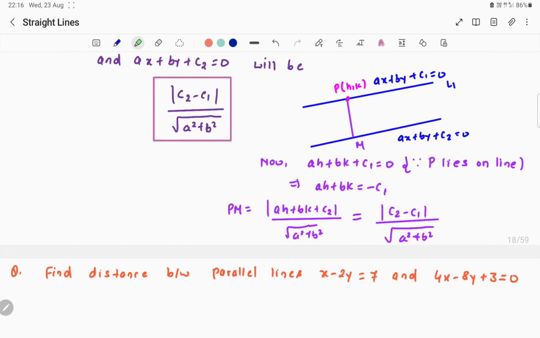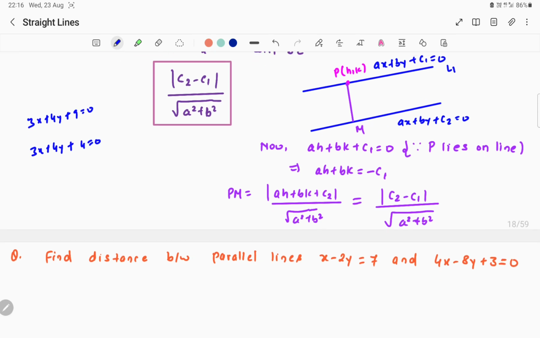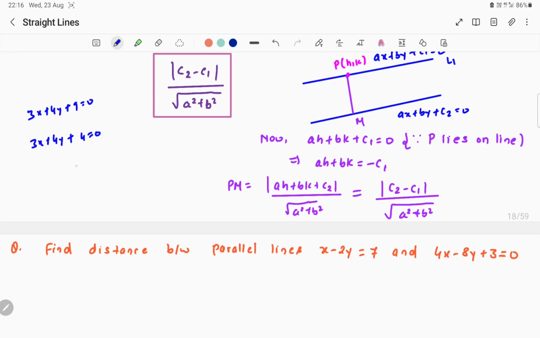Are we clear? Suppose there is a line given 3x plus 4y plus 9 equal to 0, and let's say another line is 3x plus 4y plus 4 equal to 0. When you try to find the perpendicular distance between them, it will be mod of c2 minus c1. You can take any one as c1 and any one as c2. So let's say this is c2 and this is c1. So what will you write?